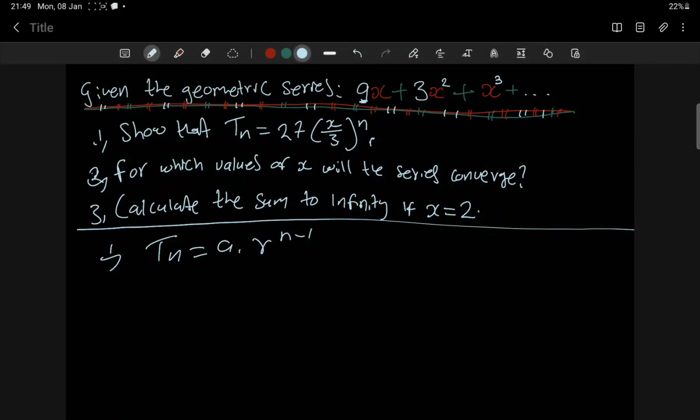Given the geometric series 9x, 3x squared, and x cubed. Question number 1. Show that Tn equals 27 times (x over 3) to the exponent n.